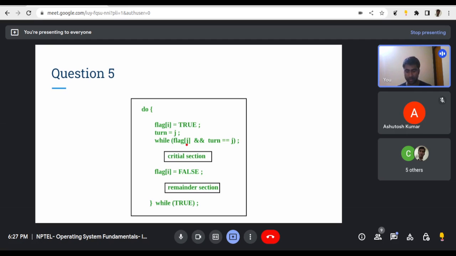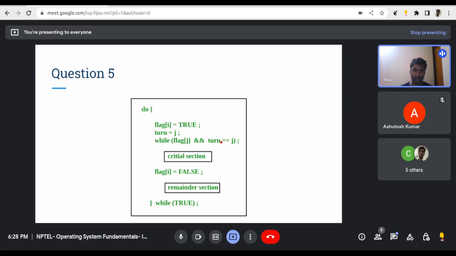Now the other requirement is progress. What happens in progress is that if no process is in the critical section, then there should be a finite time selection among the waiting processes for the critical section. Obviously after some time it will come to this line for both the processes I and J, and only one process will get entry into the critical section.